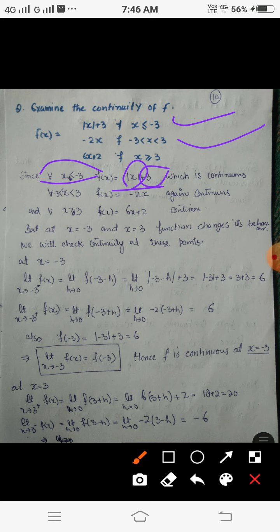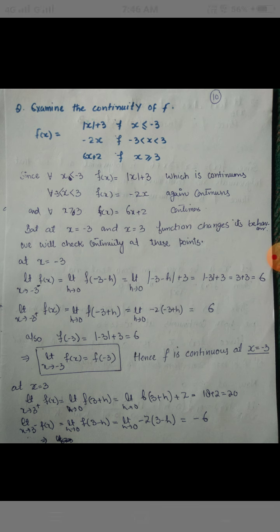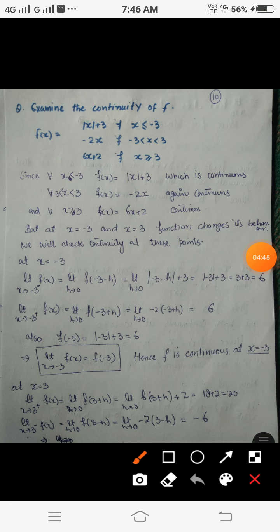So some function is continuous, which implies that if we consider the points, for all the points which are less than -3, f is continuous. Similarly, if we consider the open interval -3 to 3, that is for all the points which satisfy -3 less than x less than 3, f of x is defined by -2x. Again it is continuous because it is simply a polynomial.